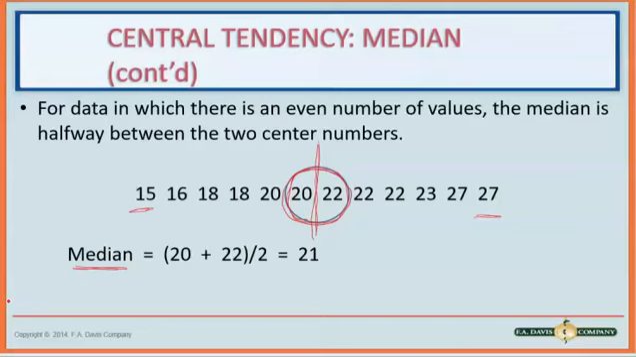So in order to do that, we're going to take the 20 and the 22 and add them together. You're going to get 42, and 42 divided by 2, you're going to end up with 21. So your median is 21 for this set of data points.